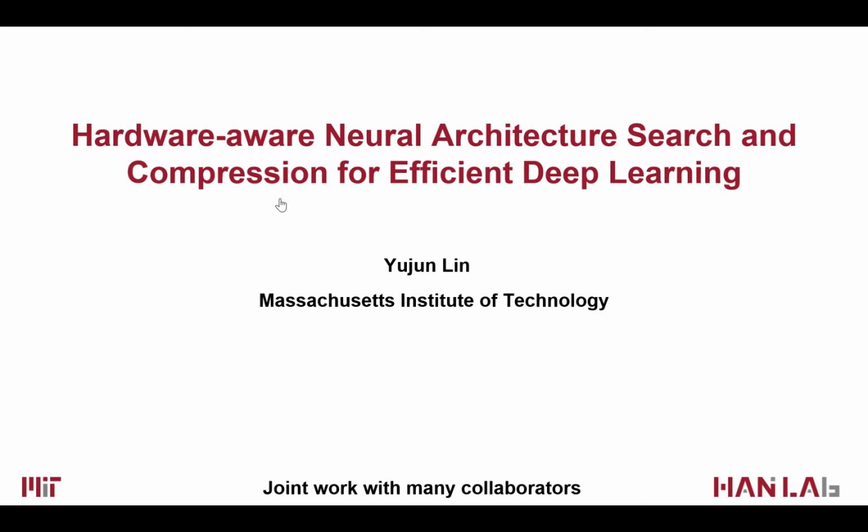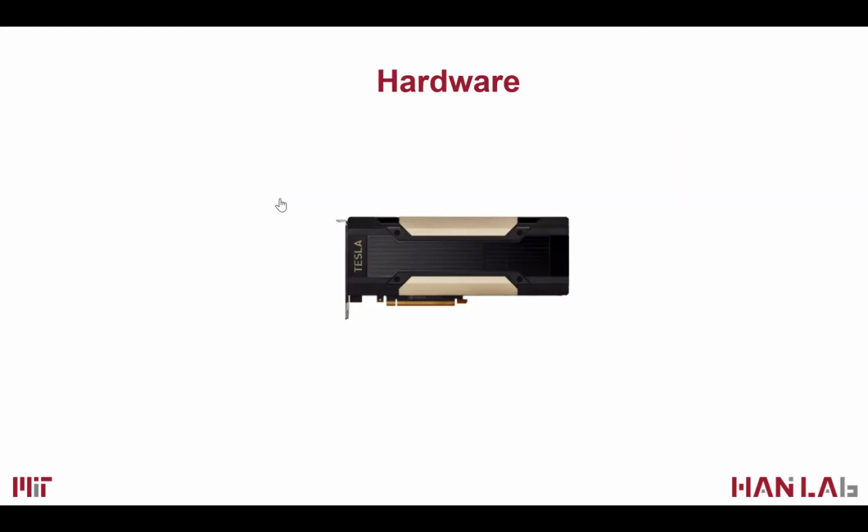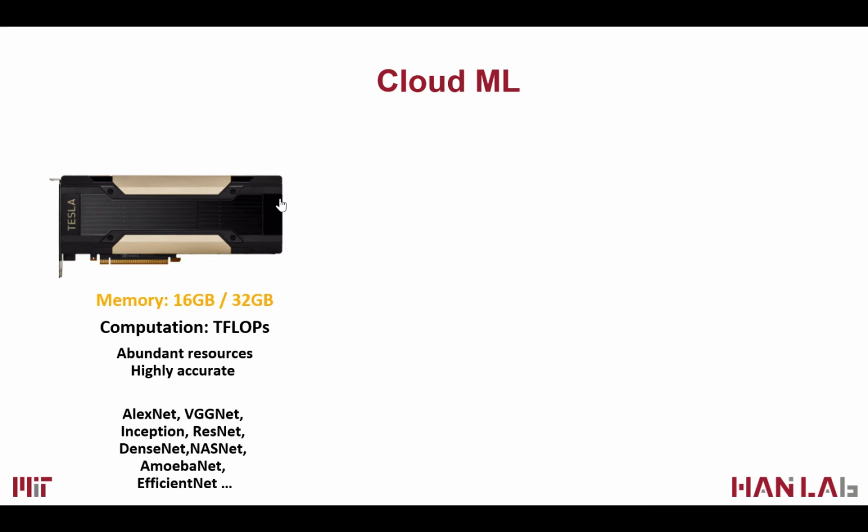So today I'm going to give a talk about hardware-aware neural architecture search and compression for efficient deep learning on behalf of Professor Han. Hardware has played a very important role in modern deep learning, affecting the trend of deep neural network design. In the early stage of deep neural networks, researchers mainly focused on the cloud side, where abundant computational resources are available. Therefore, the neural network design mostly focused on the accuracy side, from around 60% given by AlexNet to 84% given by EfficientNet on ImageNet.